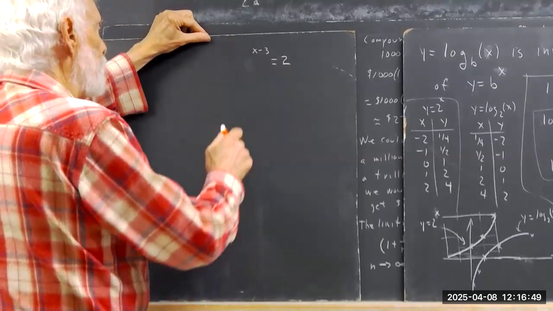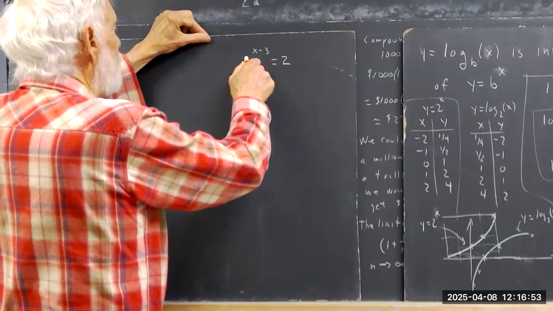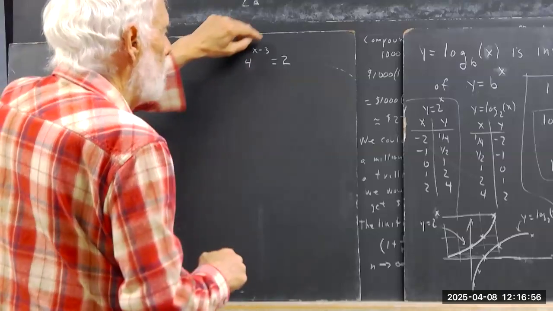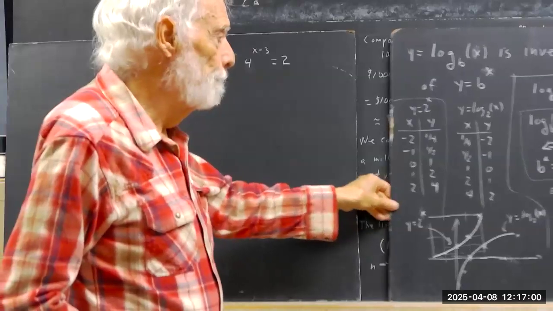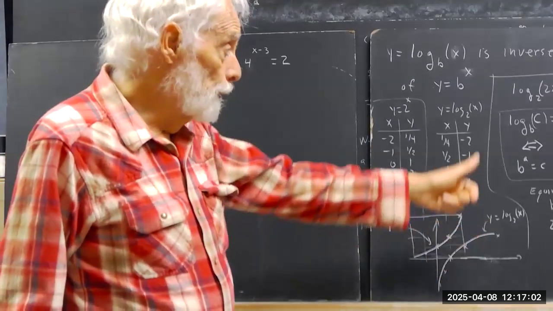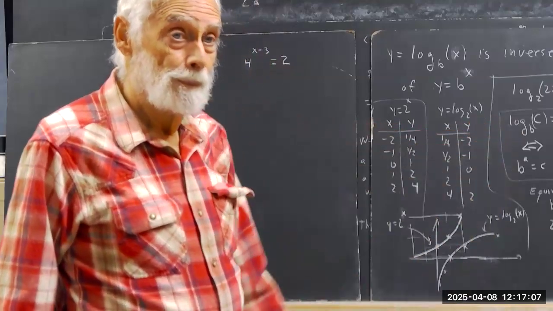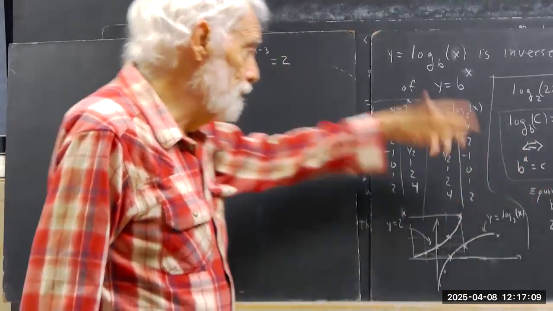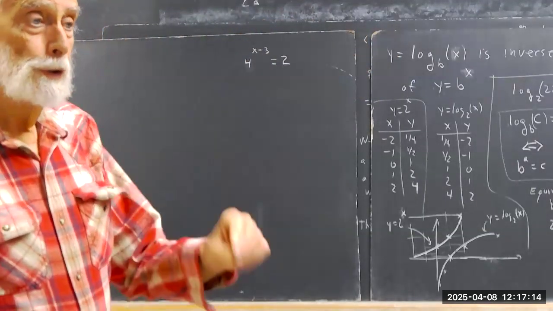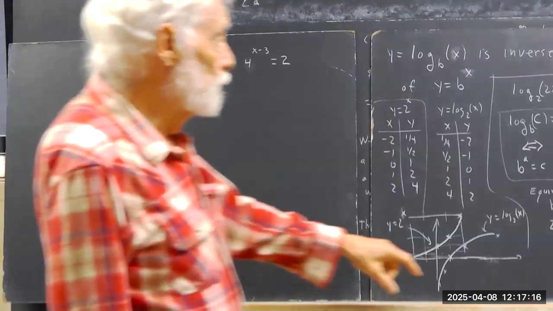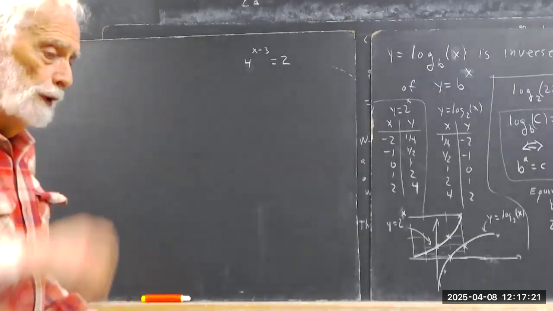4 to the x minus 3 equals 2. Now, which form is that in? Give me a thumbs up or a thumbs down. Thumbs up for this form, thumbs down for this form. It's in this form. It's something raised to a power equals something else, right? So you can identify A, B, and C and write it in logarithmic form. So go ahead and do that.